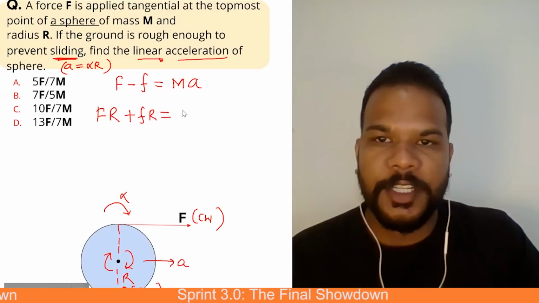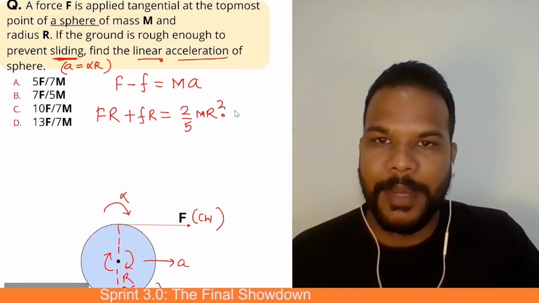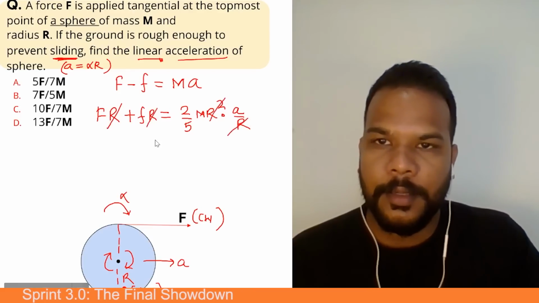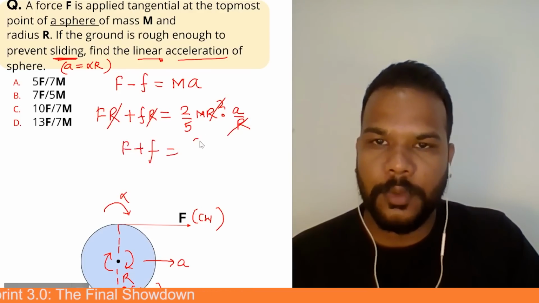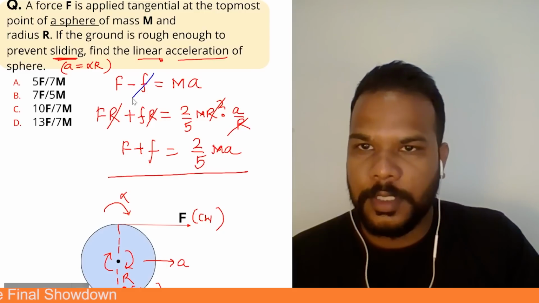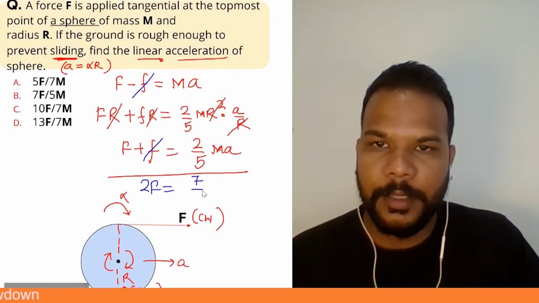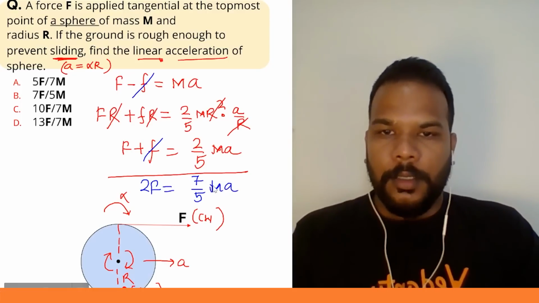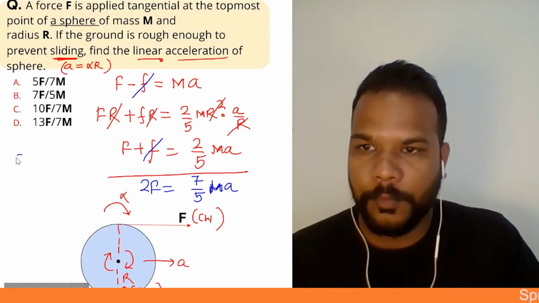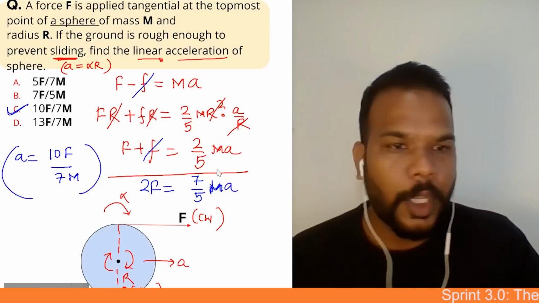Now because it is a solid sphere, so 2 by 5 mr square into alpha, and alpha we can write it as a by r. Okay, so this r and this r are cancelling this r square. So we have F plus small f equal to 2 by 5 ma, and the other equation is written on the top. So this small f gets cancelled. F plus F is 2F equal to ma plus 2 by 5 ma. That is 7 by 5 ma. So acceleration value from here comes out to be 10F by 7m. Answer is option C.